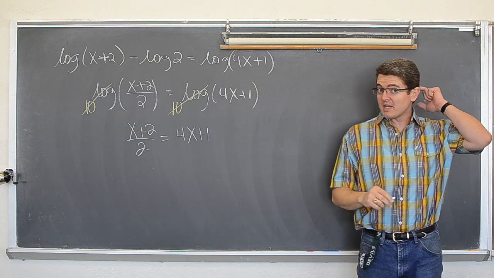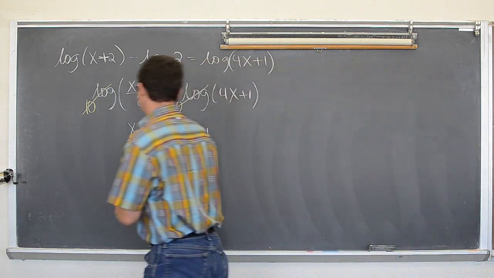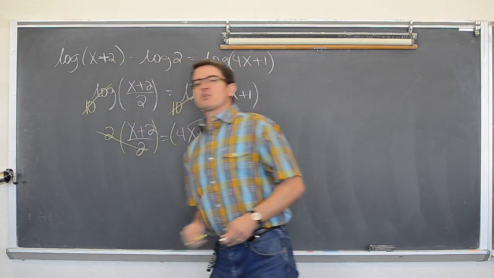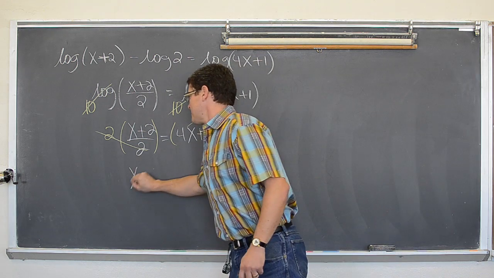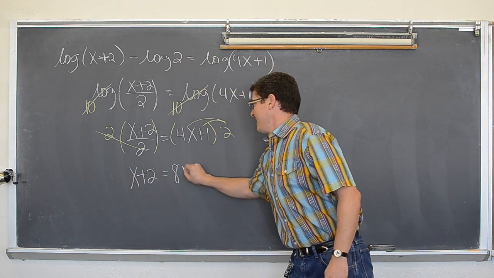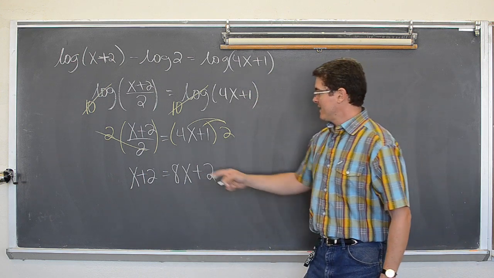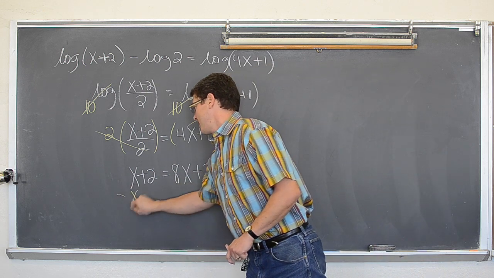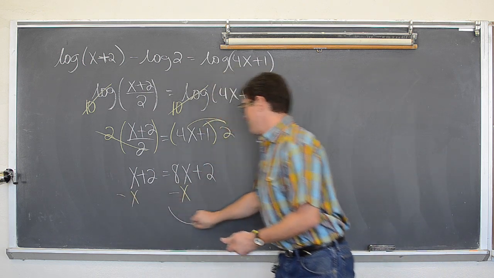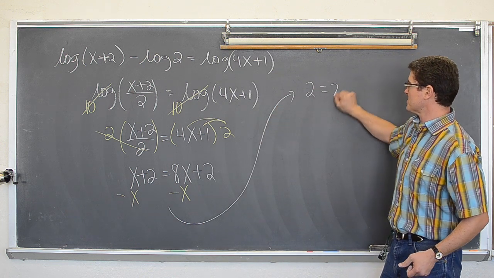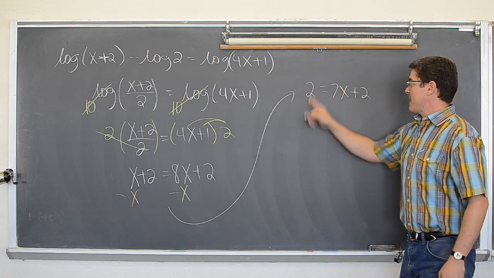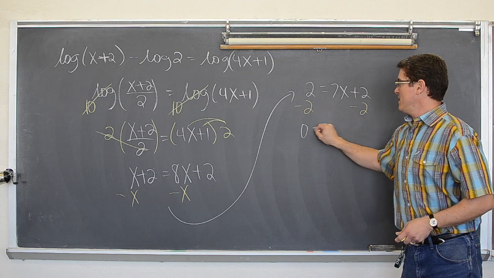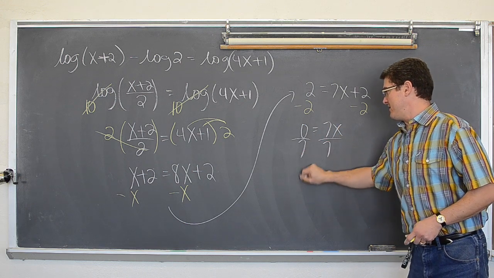We're going to multiply both sides by 2 and get, well, the 2's are going to cancel out, and we end up with x plus 2 equals 8x plus 2. We have an x on both sides, and we have a 2 on both sides, so we're going to subtract both sides by x. That is going to give us 2 equals 7x plus 2. Subtract both sides by 2. And we get 0 equals 7x. Divide both sides by 7.